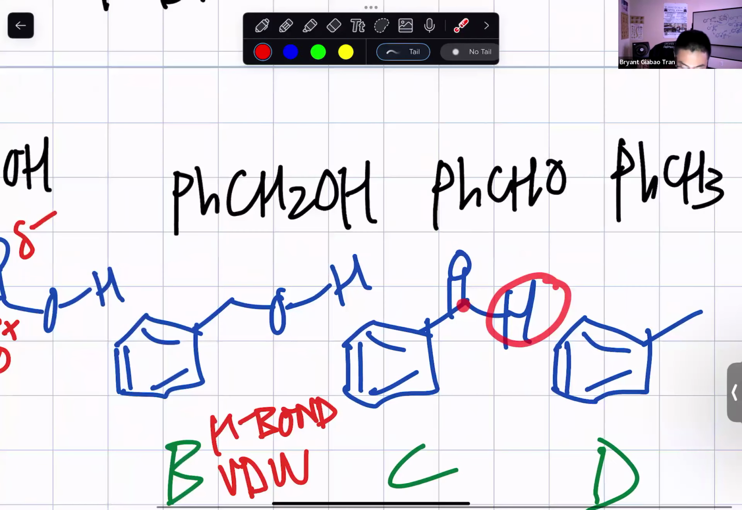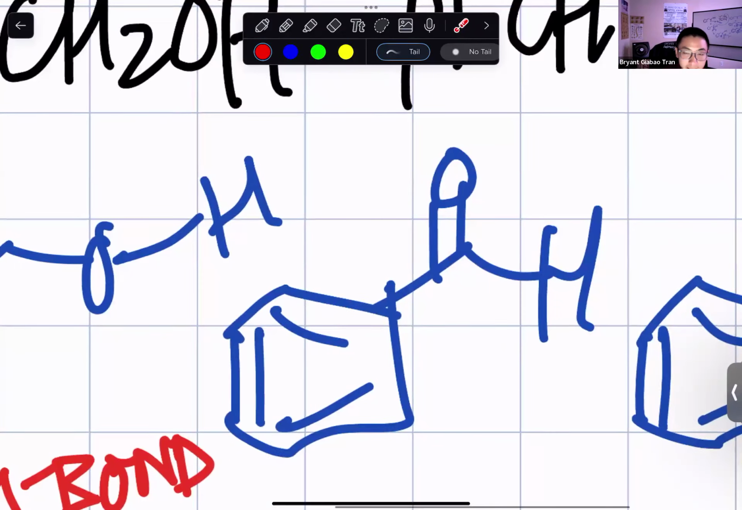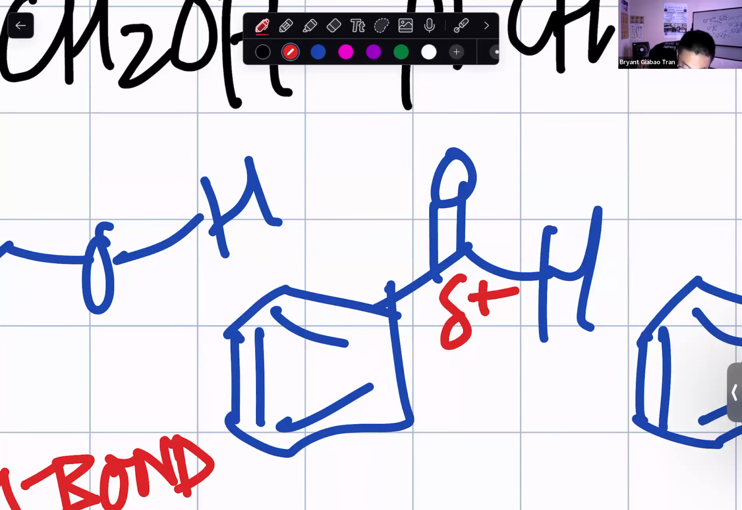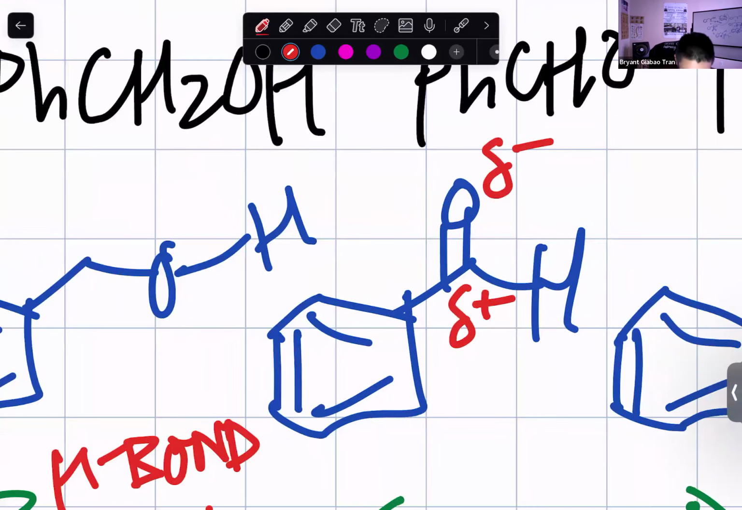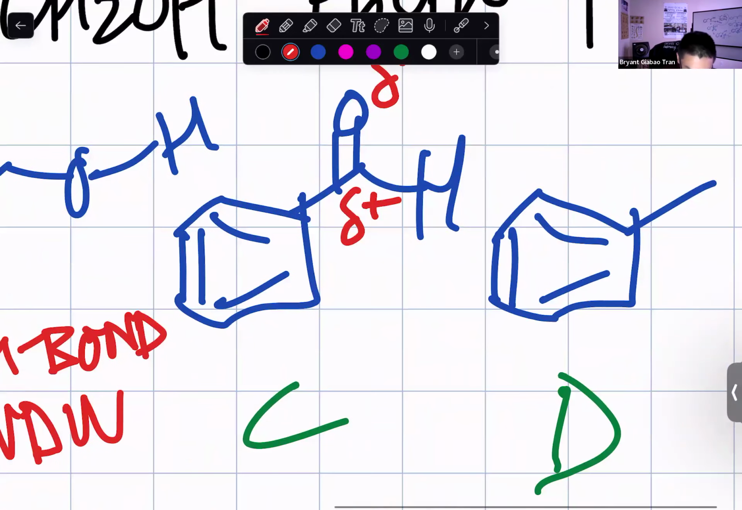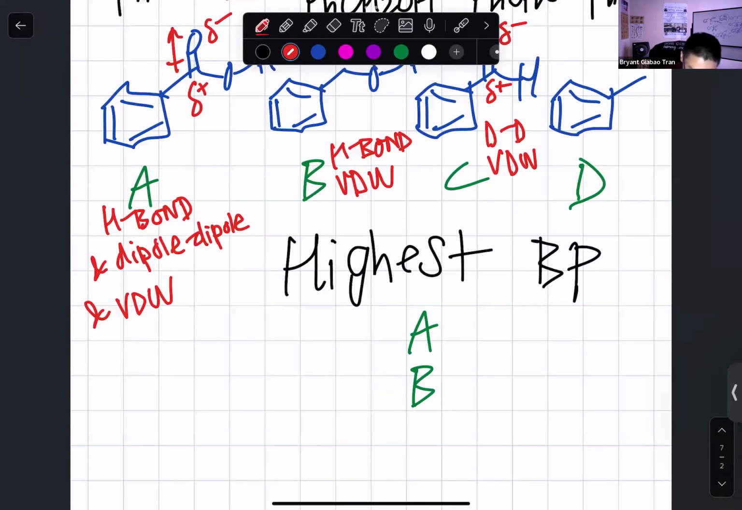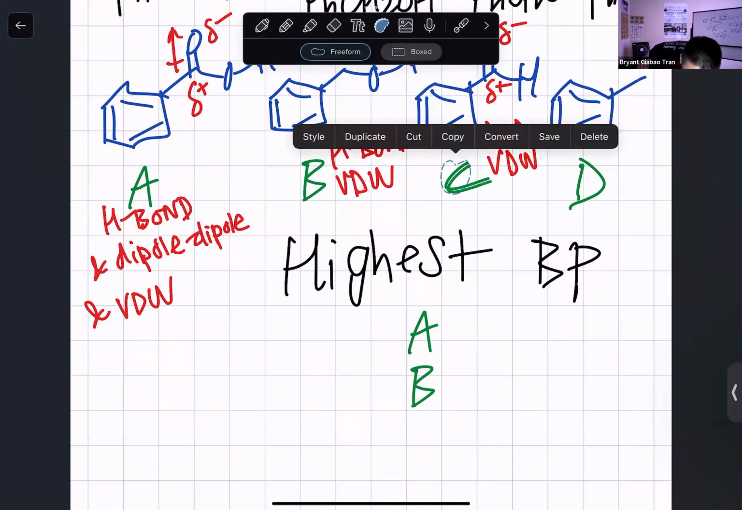Do you have any partial charges in this molecule? Like any partial positive, partial negative charges? There's the carbonyl: partial positive on the carbonyl carbon, partial negative on the carbonyl oxygen, creating a DD, direct dipole bond, and also VDW, van der Waals. So C would be the third highest.